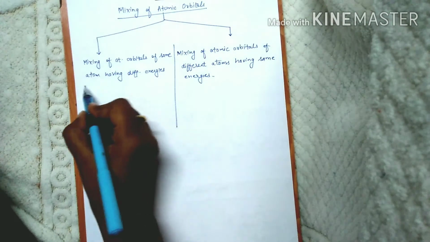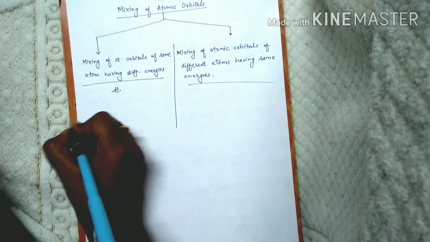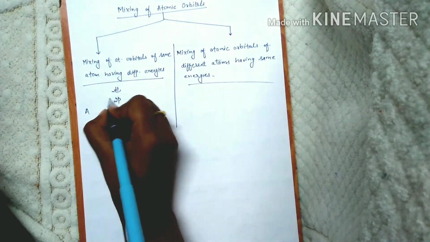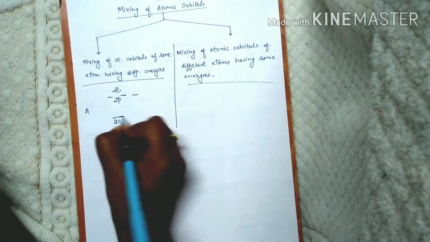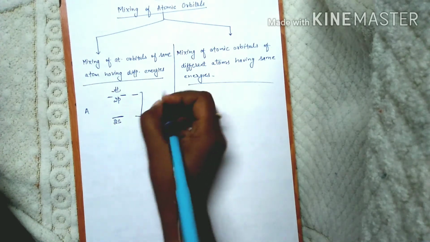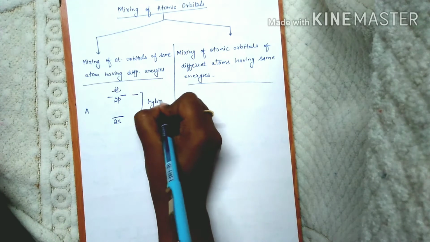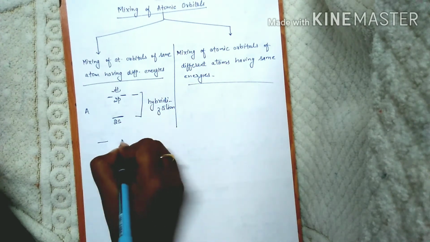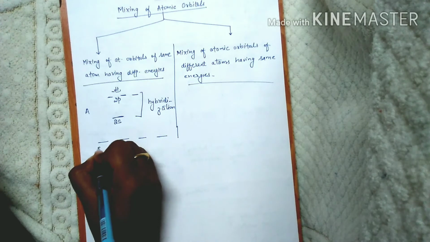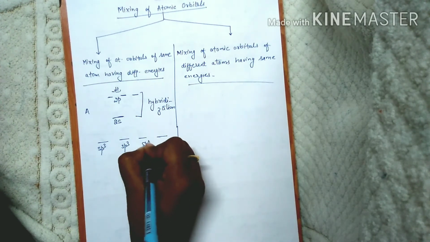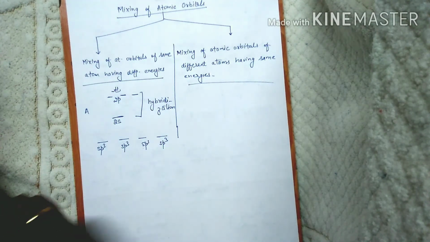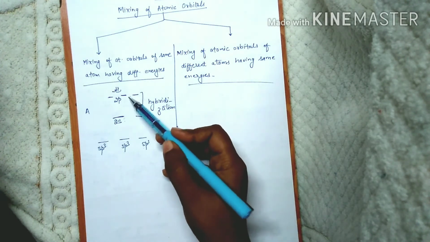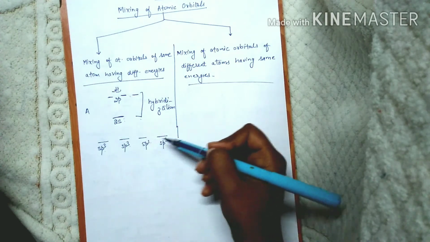So first look at this case. Suppose A is any atom, and this is your 2s and this is your 2p. 2p will be having 3 orbitals, 2s will be having 1 orbital. If these undergo mixing, then this type of mixing is called your hybridization, which is actually our next topic. So if they undergo mixing, they will form 4 hybrid orbitals. All of them will be sp3, sp3, sp3, and sp3. So the first type of mixing is your hybridization, in which the orbitals are of the same atom but having different energies. They undergo mixing and form hybrid orbitals.